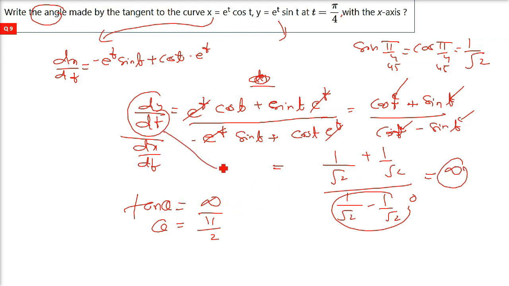Alright. So this is dy by dx. This is nothing but the slope. Slope is infinite. That only comes when tan is pi by 2. Pi by 2 is the angle from the positive x-axis.